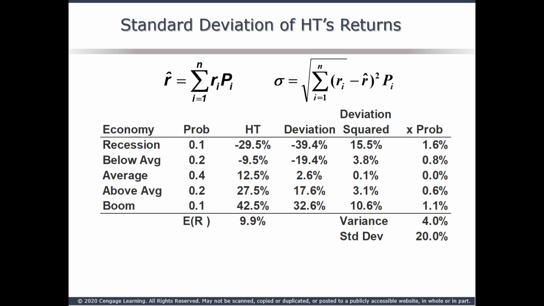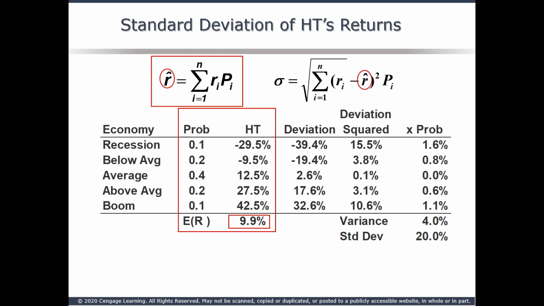Let's work through an example step by step. Given the probability distribution data, the first thing we do is find the expected return. It's a weighted average. Multiply across and add down. And we found the same expected return we found earlier, 9.9%.